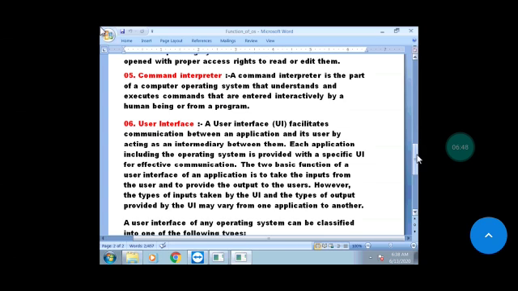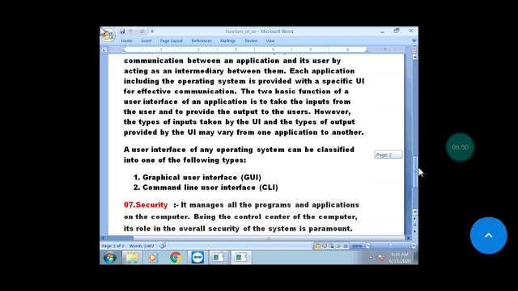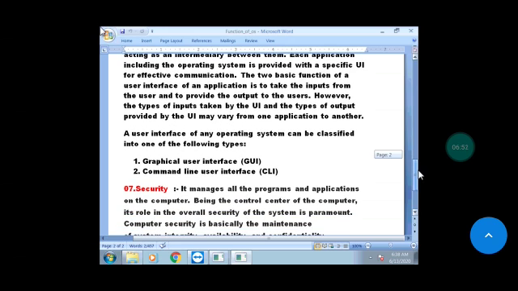And next one is GUI, that is graphical user interface. That means you have a graphics interface by which you can interact. That's why your Windows operating system is easier as compared to MS-DOS, because in MS-DOS each and everything you have to learn, but in Windows you are having an interface.